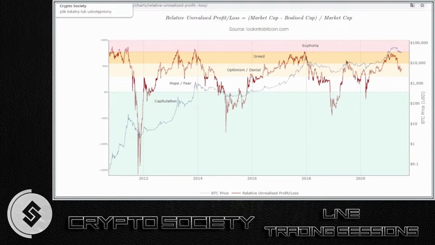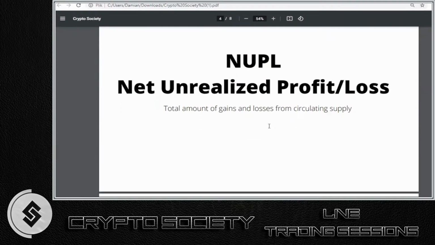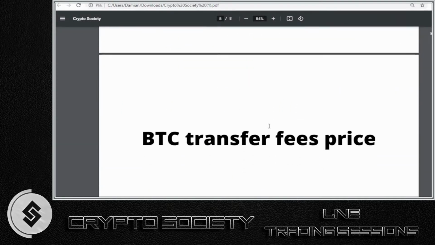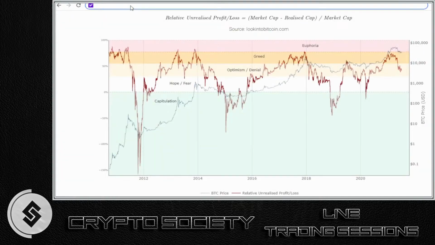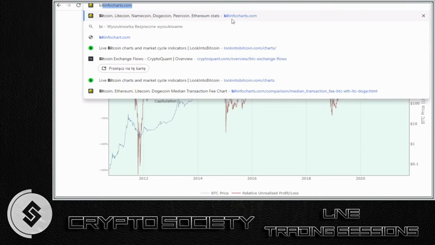Okay, so let's talk about the second indicator. It will be easier. It's very basic, easily accessible for everybody, but it also tells us a lot about the situation of the market, the psychology of the investors, and the state of the BTC network. This is very important. The BTC network will not be blocked. And this indicator is transfer fees price. Very, very basic. We can check it on the website Info Charts.